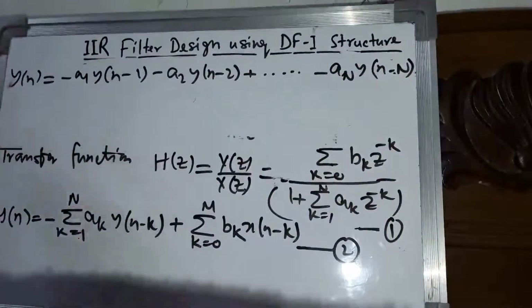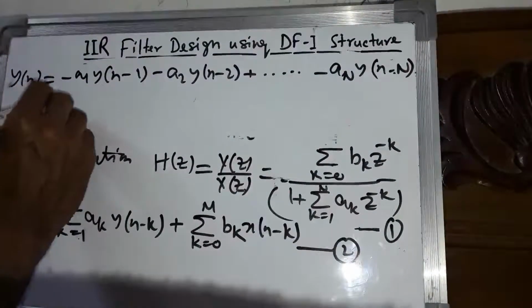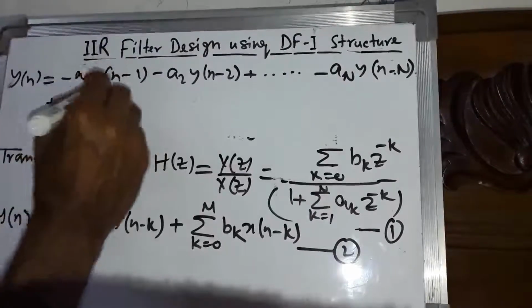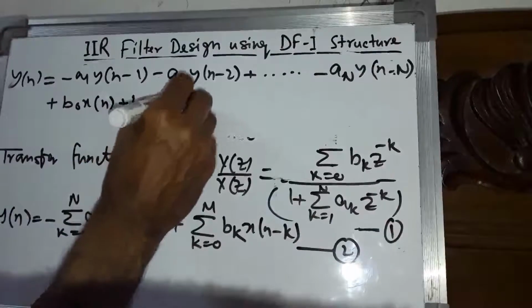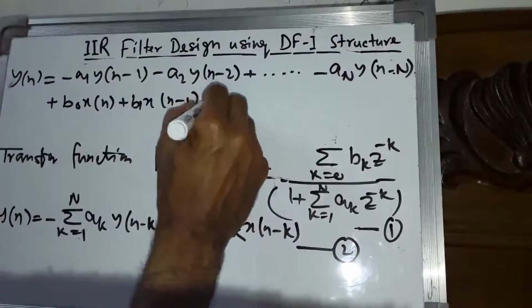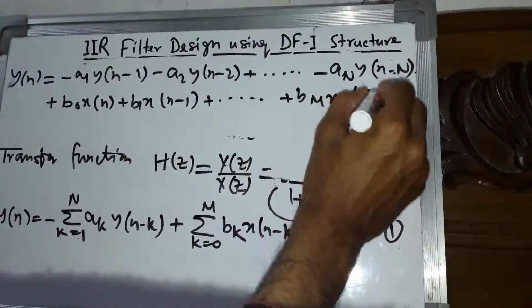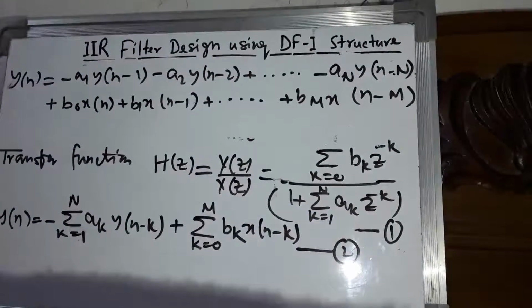Similarly, for the second part of the equation, it is b0 x(n) plus b1 x(n minus 1), and it will continue up to b_M, so M plus 1 terms will be there, b_M x(n minus M). This is the difference equation.